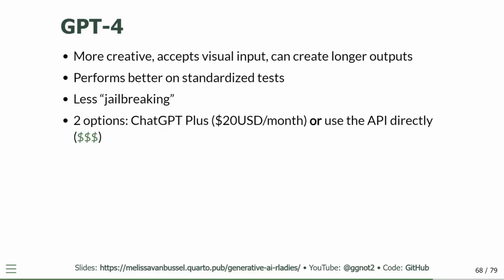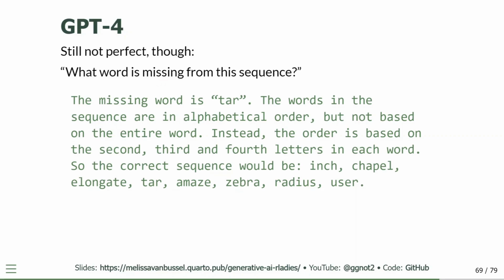It is supposed to be a much better model. They do claim that it's 40% more likely to produce factual responses than the GPT 3.5 model. But I do want to mention it's still not perfect. Going back to that word problem that we saw at the start of this workshop, where we asked ChatGPT what word is missing from this sequence, if we ask that same question to the GPT-4 model instead of the GPT 3.5 model, we still get an incorrect answer. There are some questions that the GPT models just still struggle with.